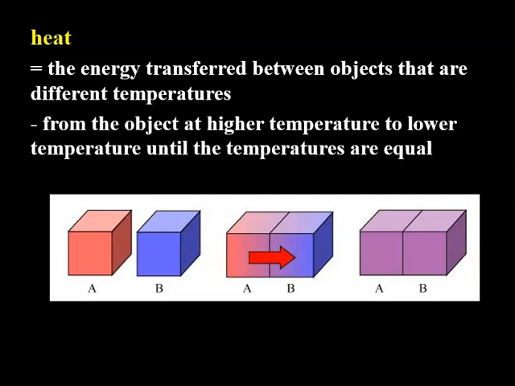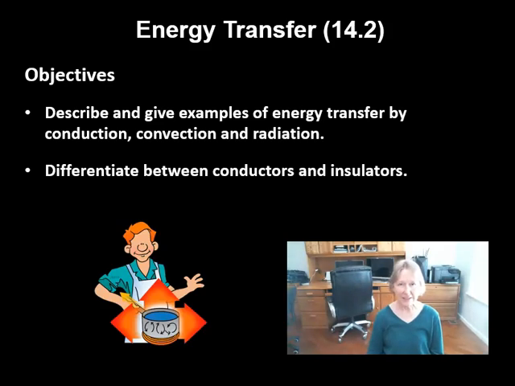And in this diagram, we see box A and B. A is red, which represents a higher temperature than B. When we let them touch, the energy is transferred from box A to box B, from the higher temperature to the lower temperature, until they have the same temperature, which is represented by the purple boxes. Heat is defined as the amount of energy that is transferred.